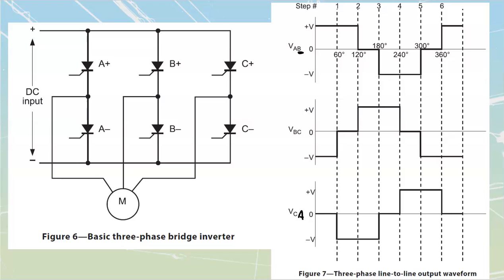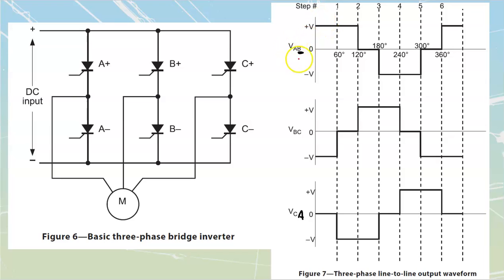We are only ever going to have a single SCR gated on per phase. We should never have both of these together, because then we would short out our DC bus. So we're always only looking at a single one of these being gated on. The other one is inherently going to be off. We're going to start with the very first thing that we see over here.